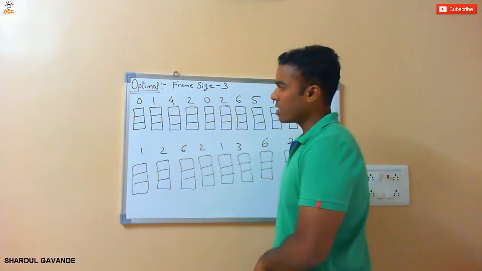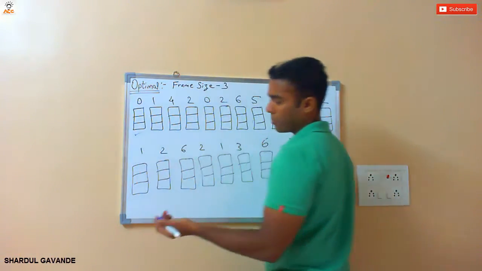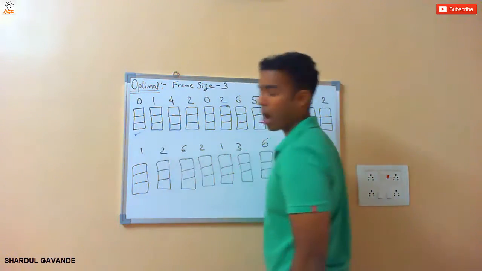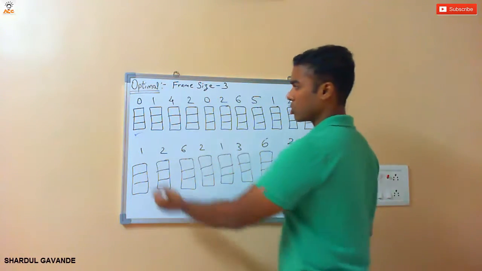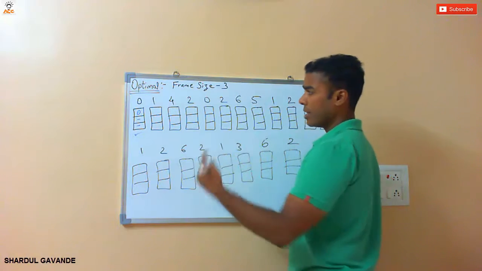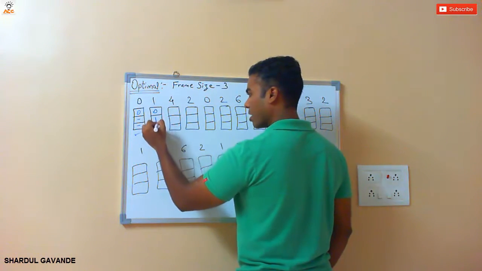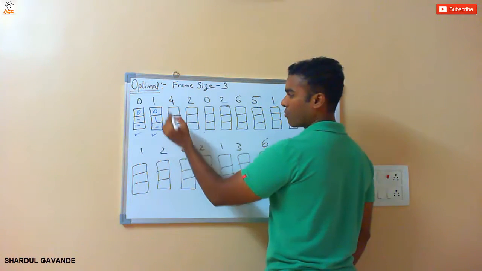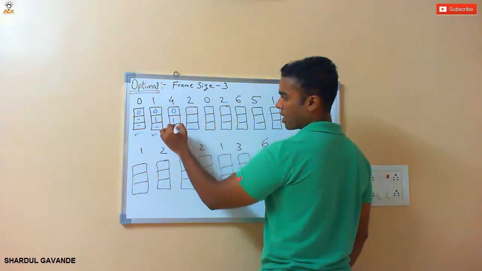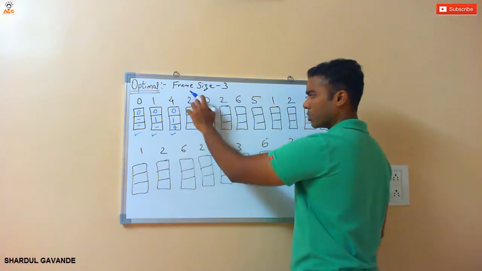We have the first number, which is 0. Here we will have a page fault because 0 is not present in our memory. So we write 0 and then dash. The next number is 1. Again we have a page fault. So 0, 1, dash. Next we have 4. 4 is also not present, so 0, 1 and 4. Now we have number 2.